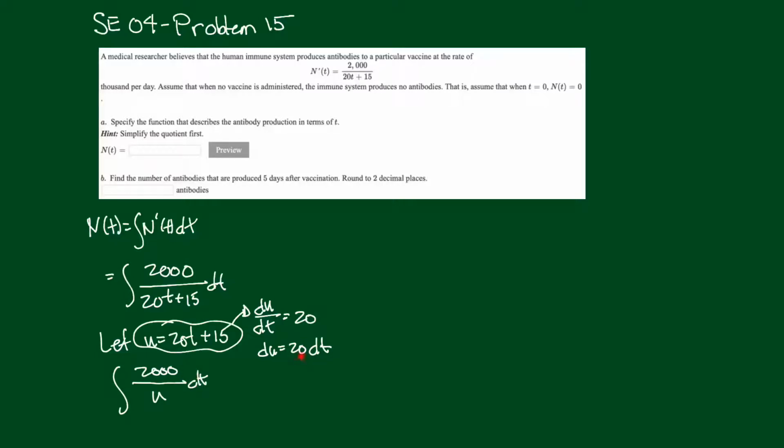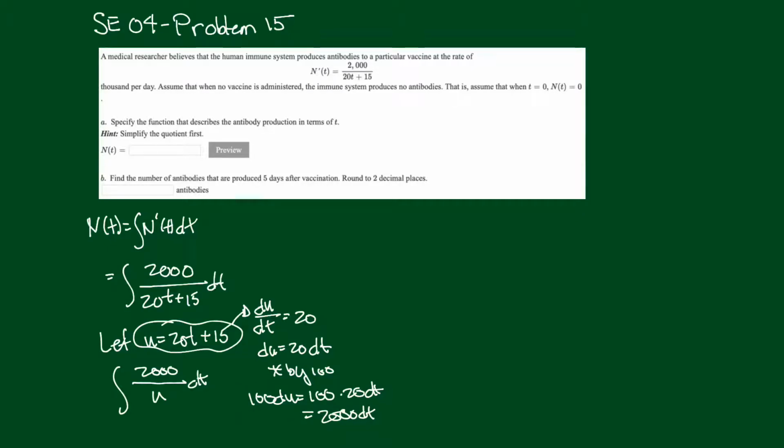Well, we're almost there. Why don't we just multiply by 100? So I'll get 100 du is equal to 100 times 20 dt. That gives us 2,000 dt. So here's what I want, here's what I have. So the 2,000 dt turns out to be 100 du.